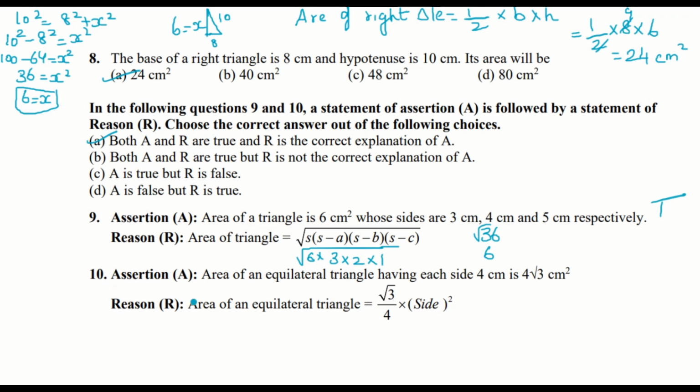In 10, the area of the equilateral triangle having each side 4 centimeter. The area of an equilateral triangle formula is root 3 by 4 a square. That is the side square. And here the side is given as 4. So let's use that. After that we found the area will be 4 root 3. Yes, the given area is 4 root 3. Hence this is true, as well as the reason given, the formula given, is also correct. So both are true. Hence for the 10th one also, both A and R are true and R is the correct explanation of A.